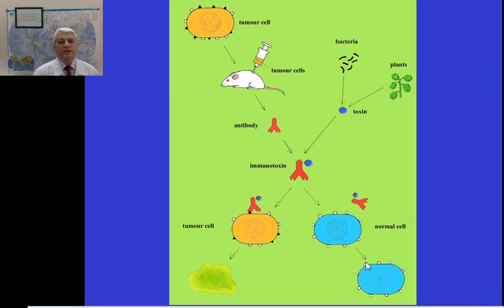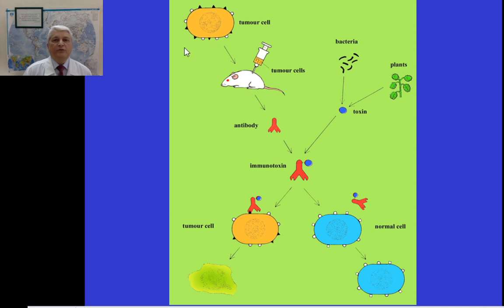This is the complete scheme. I recommend you to copy it to your notebook. So let's explain step by step. For example, we have a patient with a malignant tumor. This is the cell of malignant tumor from the patient which we expect to treat.